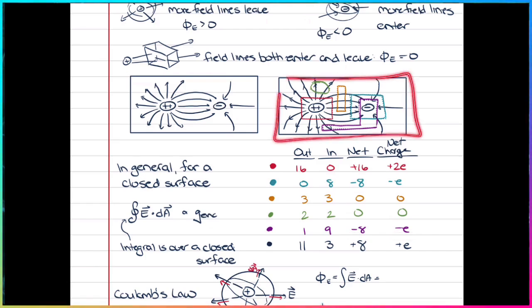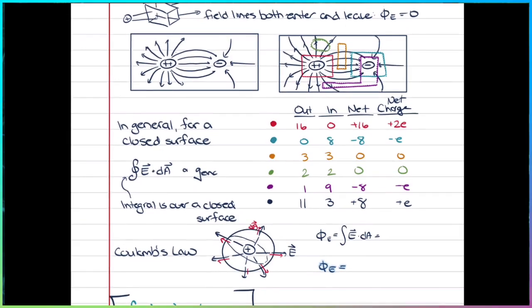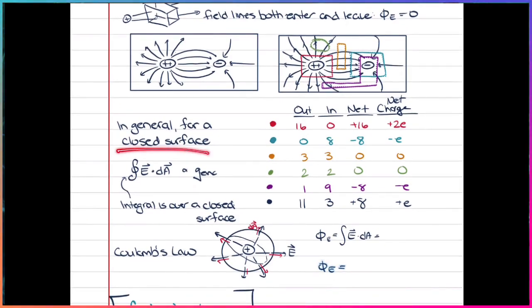And then the entire box itself. 11 went out, 3 went in, net of plus 8. And the net charge in this case was plus e, which happens to be the net total charge, because there's plus 2 minus 1. So all these are motivating that for a closed surface, and again by a closed surface I mean some surface that encloses a volume. It could be a solid surface, or a surface of a solid, like the outside of a sphere.